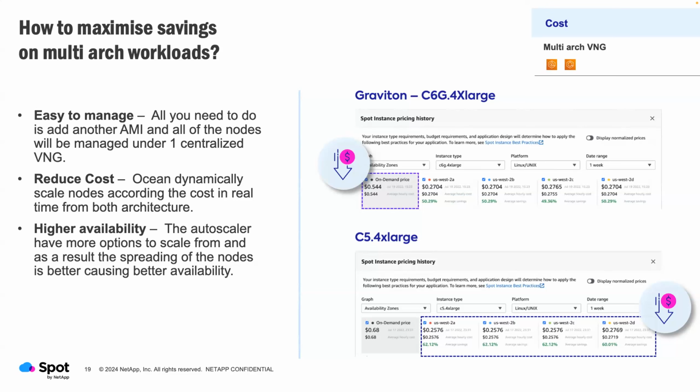So in this scenario, if we had to spin up an on-demand instance to accommodate this workload, we're going to use the Graviton because it's cheaper. If we're then going to use a spot instance in this group, we're going to use the C54XL because it's cheaper. That's, again, just how we're making sure that we can save money through a simple feature like this.